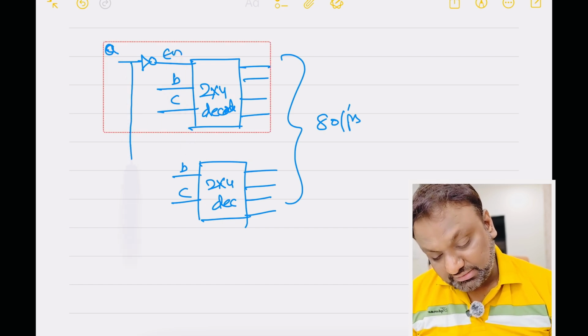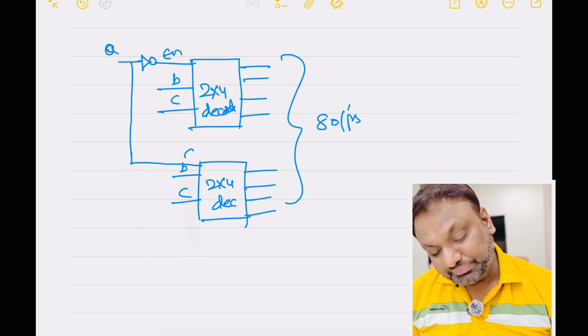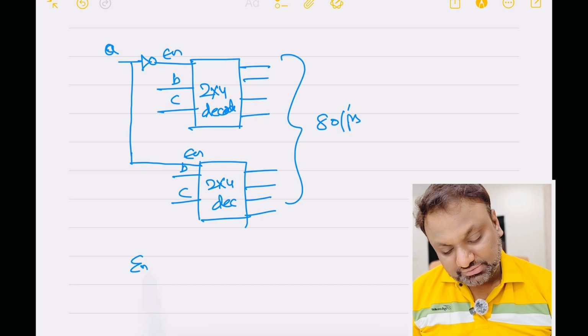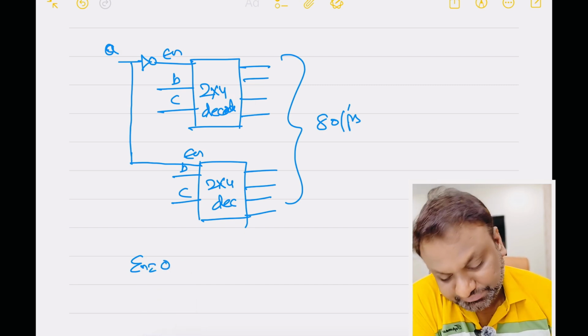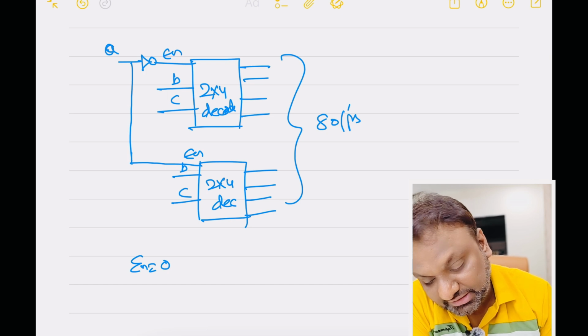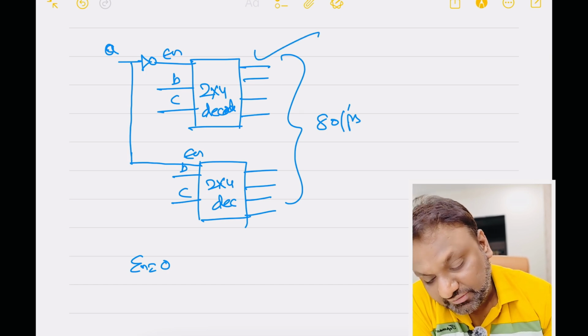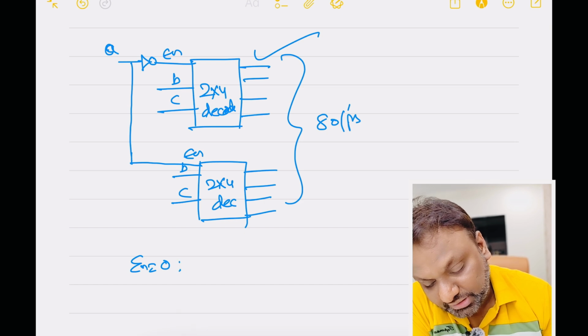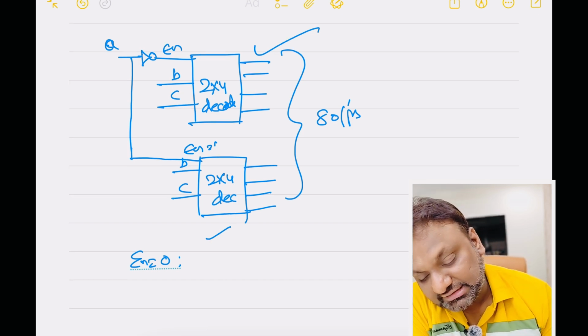Okay, you see here, when enable is equal to 0, the upper half of the decoder will be on. This particular decoder will be on, right? When enable equals 1, then this decoder will be on, and the rest of the outputs are 0. Okay, so this we can see with an example.